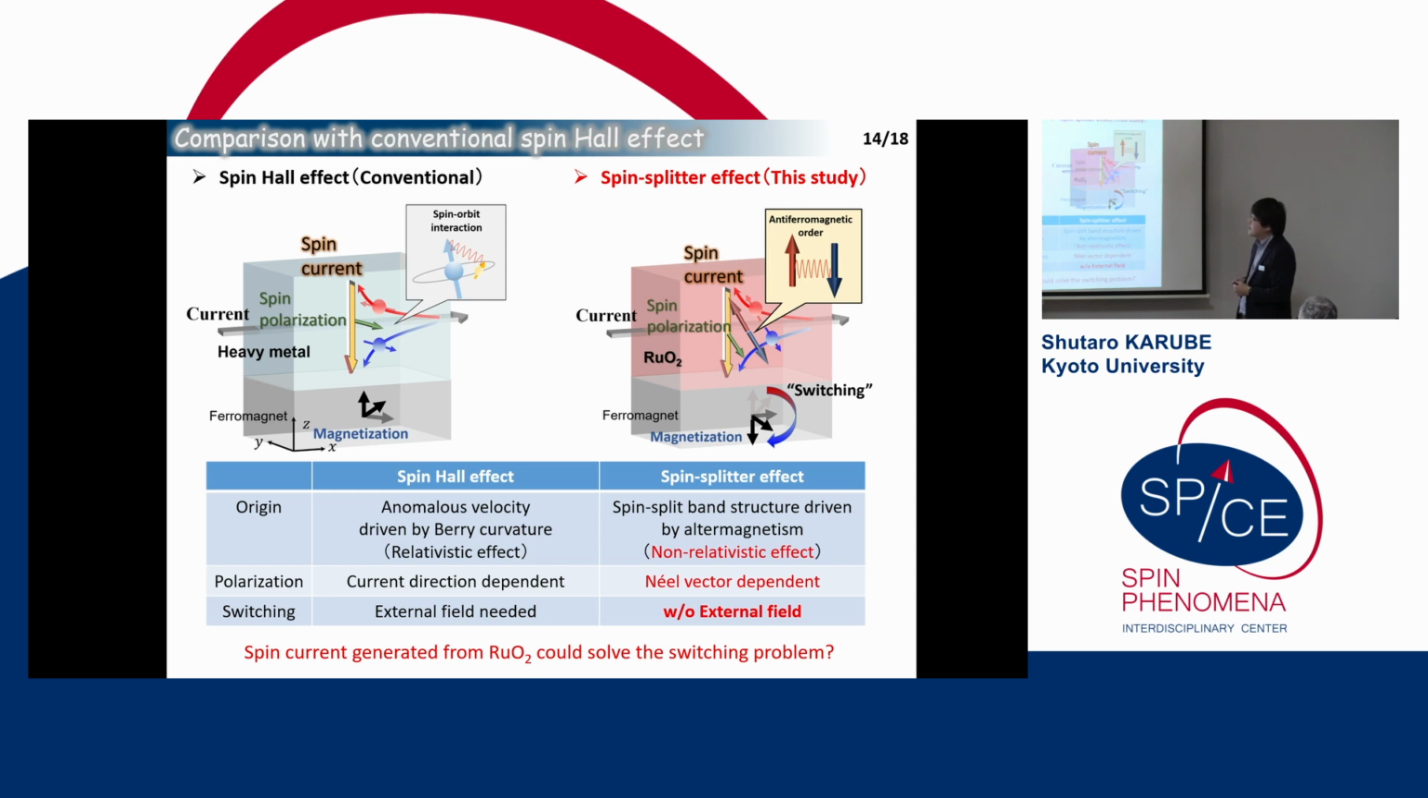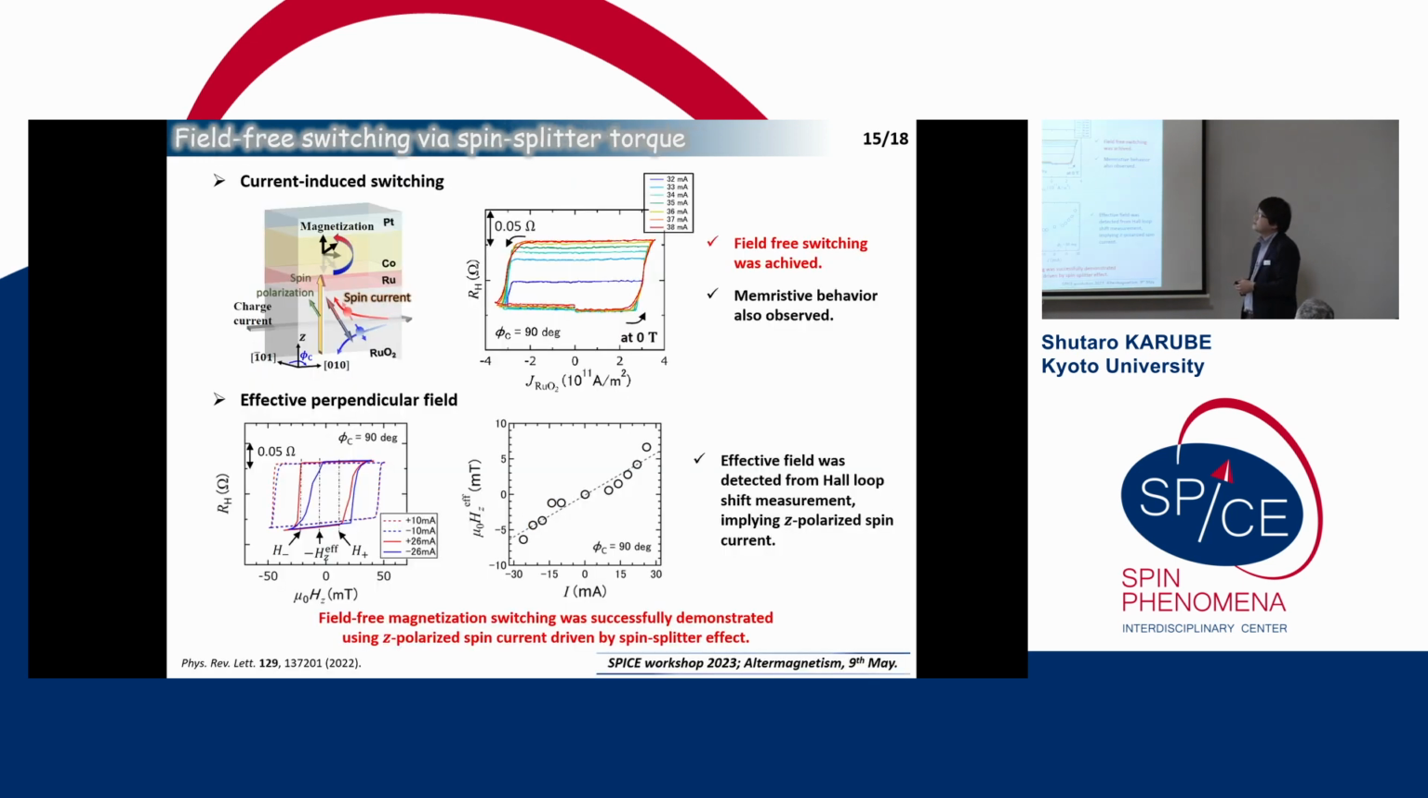Further, the spin polarization of the generated spin current can depend on the Néel vector direction. This is also important, because we are free from the orthogonal relationship like in the spin Hall effect. So the spin current generated from the ruthenium dioxide could solve the switching problem. This motivated us to do a field-free switching experiment in this kind of structure.